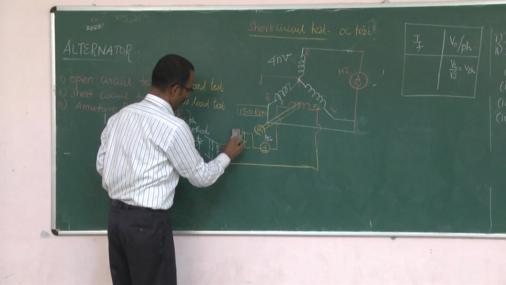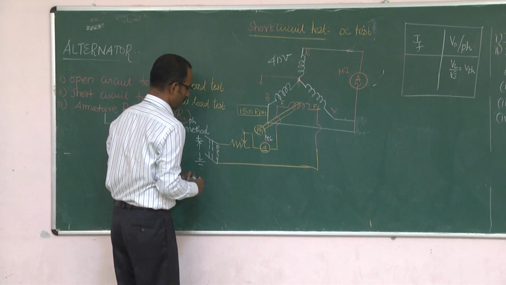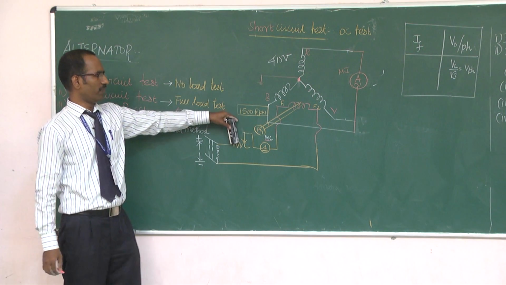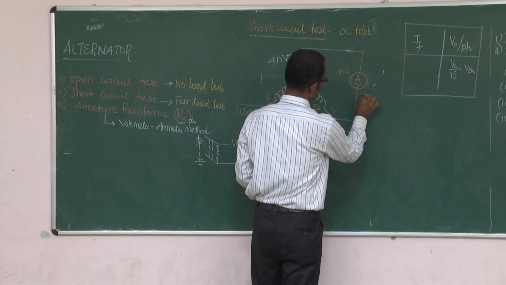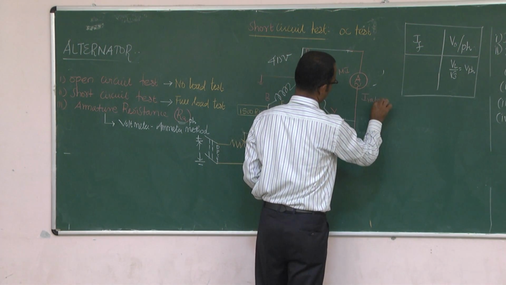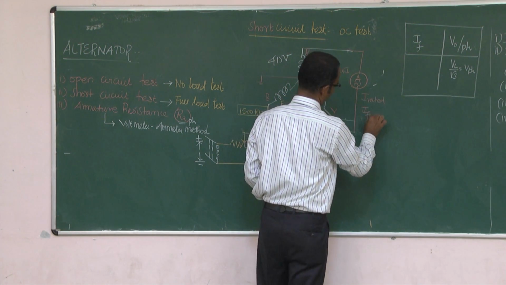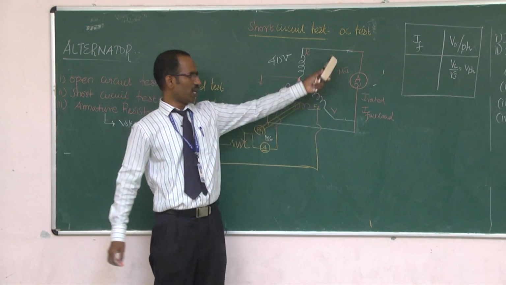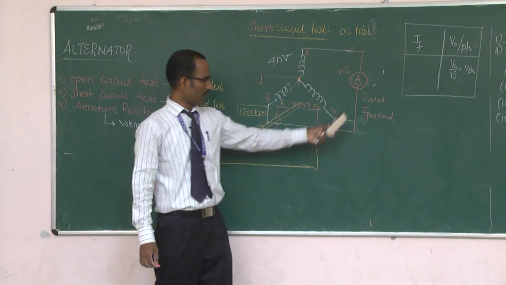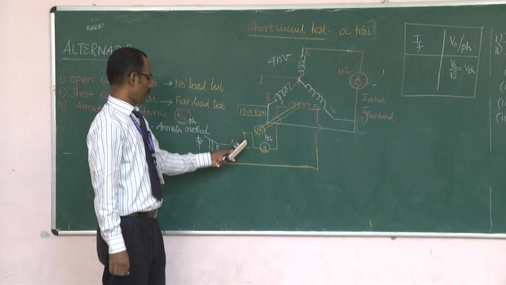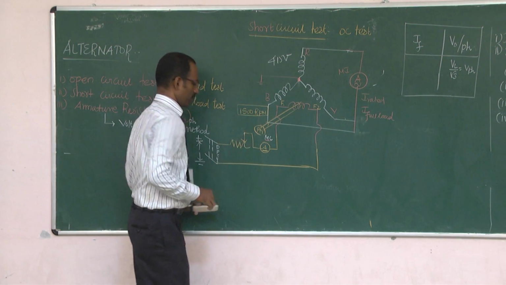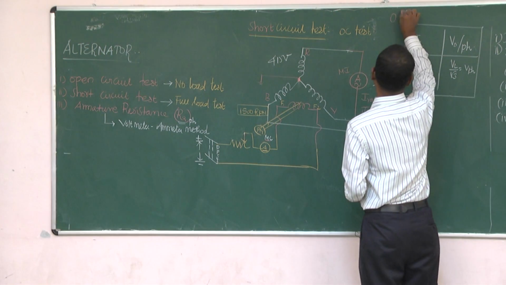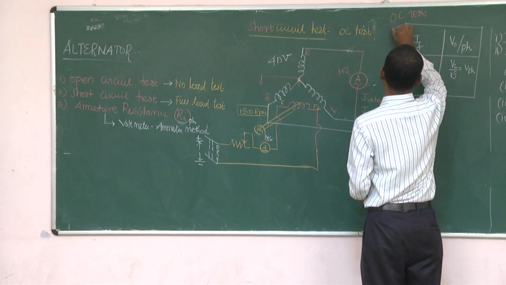In the short circuit test, first we will keep the alternator at its rated speed. Then by varying this rheostat, we will bring the current to its rated current or the full load current. Whenever the ammeter connected at the short circuit terminal shows the rated current, we will stop the variation in the rheostat. Then these are the data obtained from the OC test.